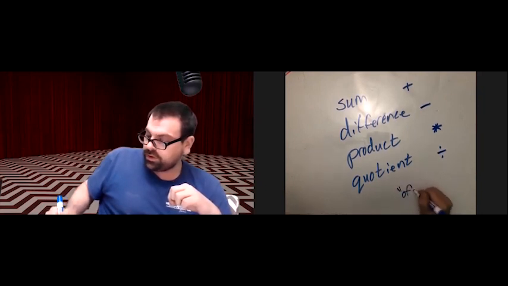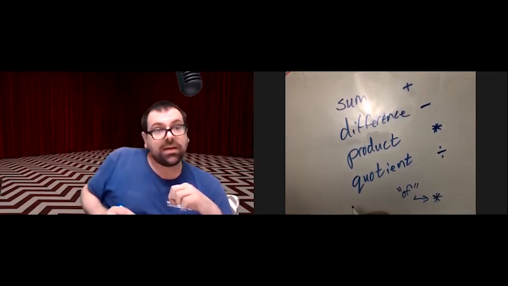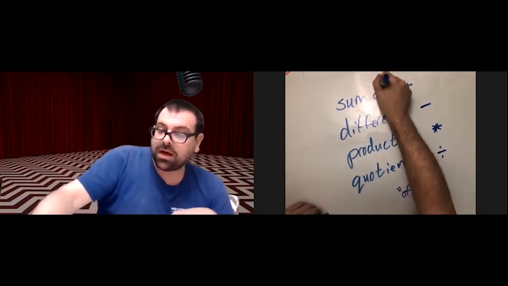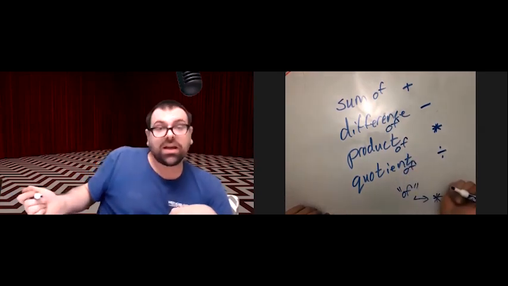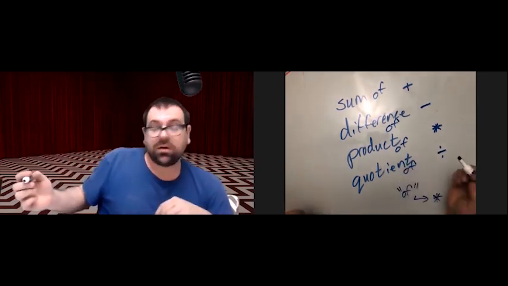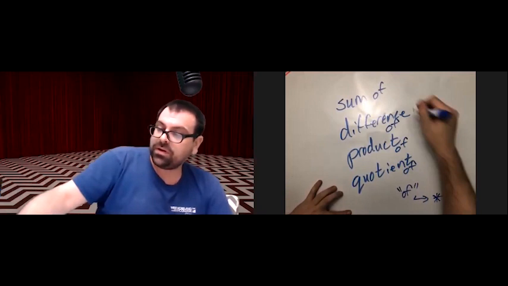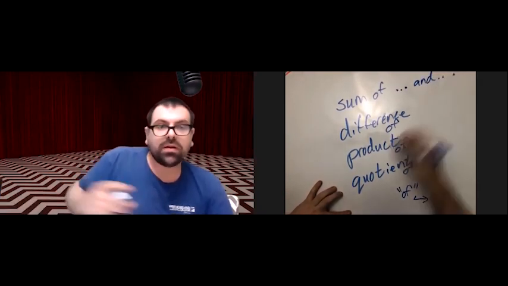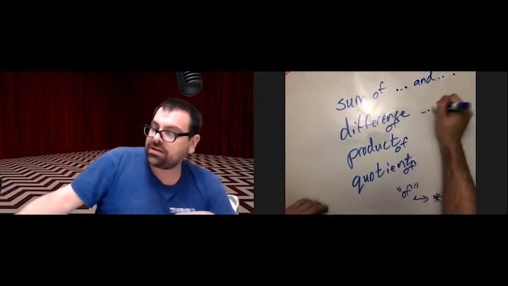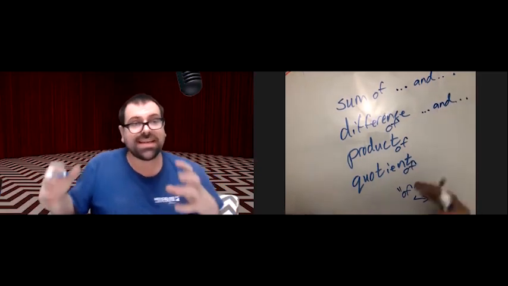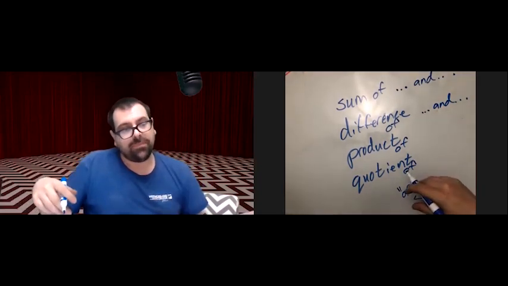When you see of on its own, that means multiply. But when you see sum of, difference of, product of, quotient of, that's giving you order. So these sum of, difference of will always be followed by an and. And the two things on either side of the and are the two things in order that are added, subtracted, multiplied, and divided.